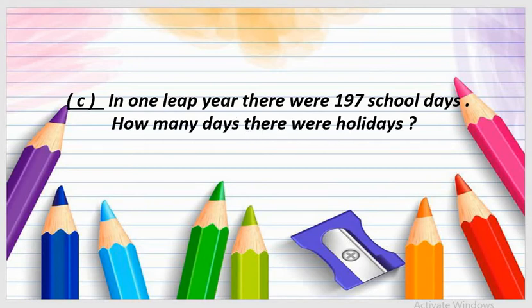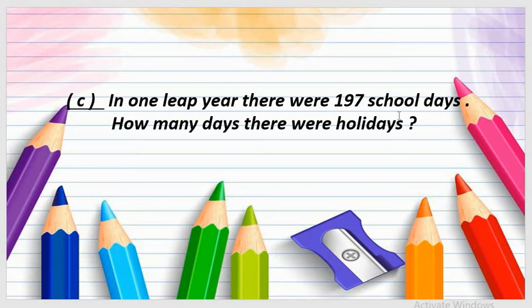Okay students, here I think you are confused, because there is only one piece of information: 197 school days, but how many years and how many days? We don't know. The question asks how many days there were holidays. They give only the school days, but we have to find all the holidays. So is there not enough information? No, all the information is here. So what to do?